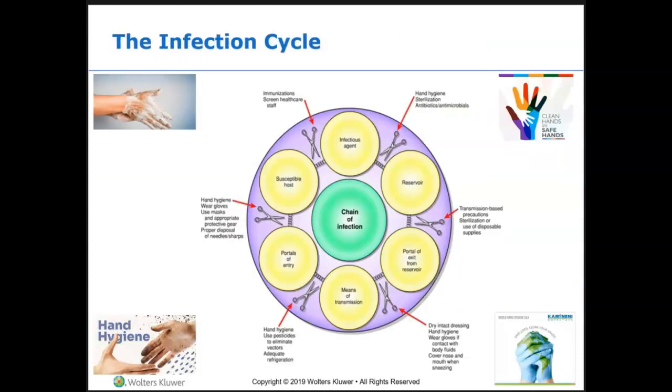So here's the infection cycle. It is demonstrated as a chain. The goal is to break the links of the chain to end the cycle. Please note in the picture above that the links of the chain can be broken at any stage by using hand hygiene, by wearing gloves, by using masks, by using the appropriate protective gear, by properly disposing of needles, by getting your immunizations, and the list goes on.